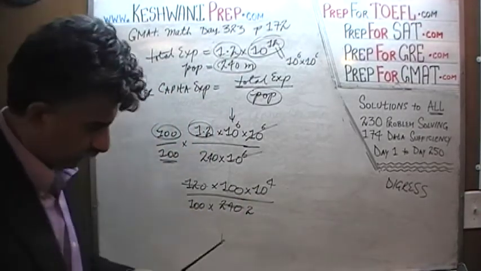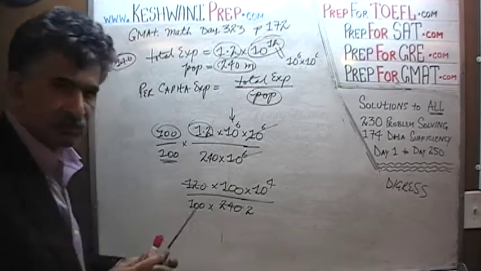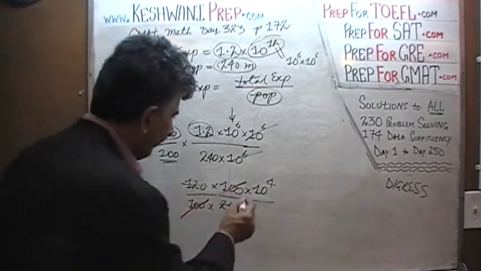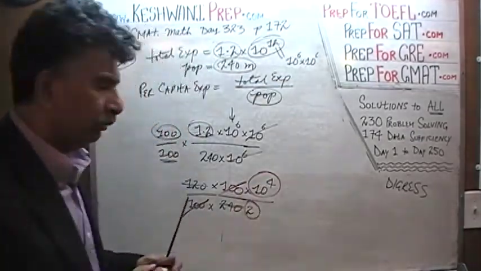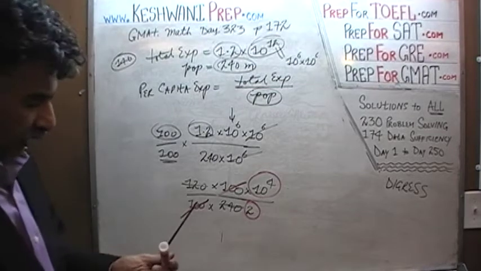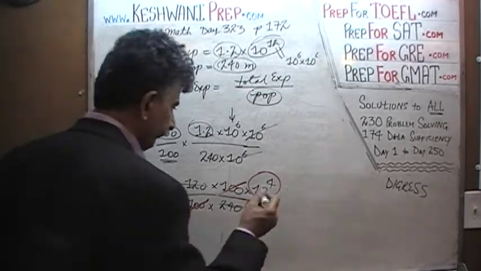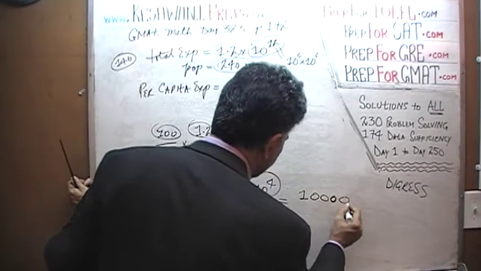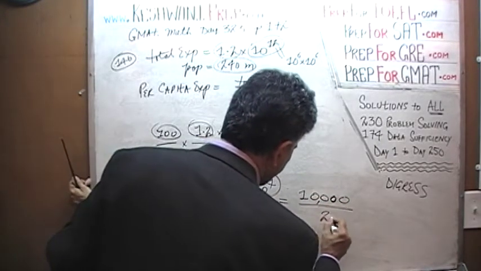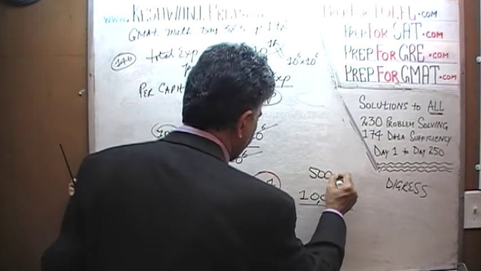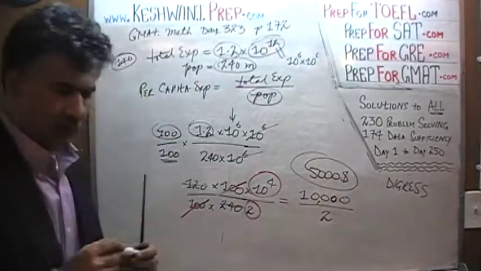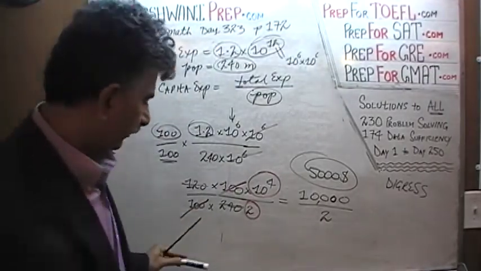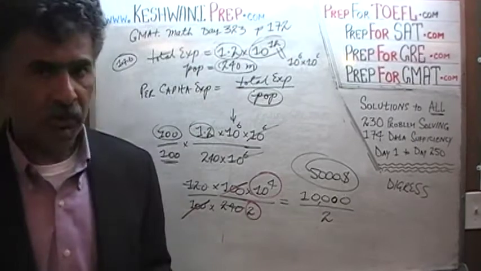Let's change the color. This is a nice time to be dramatic. 100 goes away. What we are left with is 10 raised to 4 over 2. That's it. We are almost done. Everything else is gone. How much is 10 raised to 4? 10 raised to 4 is just 1 with 4 zeros, which is 10,000, divided by 2. The answer is $5,000. Per capita expenditure was $5,000.